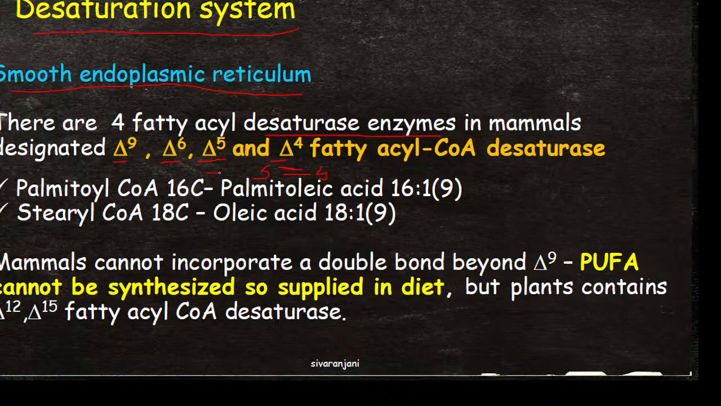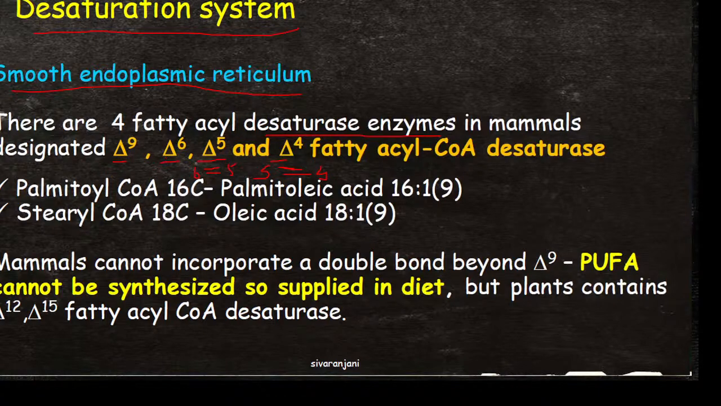Delta 5 means the double bond is in between the 5th and 6th numbered carbon atom. Delta 6 means the double bond is in between the 6th and 7th carbon atom. Delta 9 means the double bond is in between the 9th and 10th carbon atom. So in mammals, there are 4 fatty acyl desaturase enzymes designated as delta 9, delta 6, delta 5, and delta 4. These enzymes will catalyze the desaturation process. The delta 9 desaturase enzyme will add a double bond at carbons between 9 and 10.